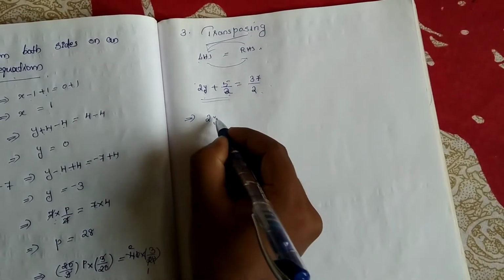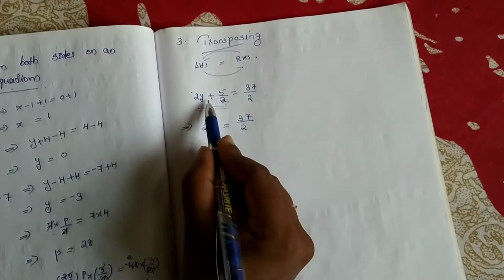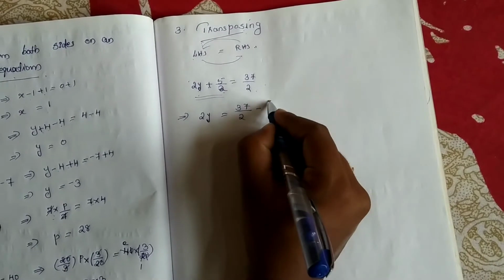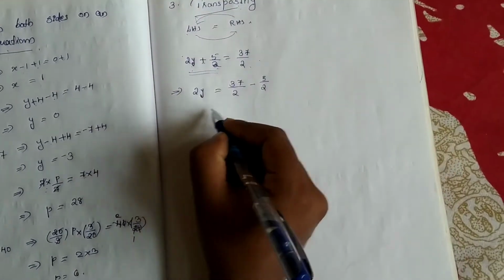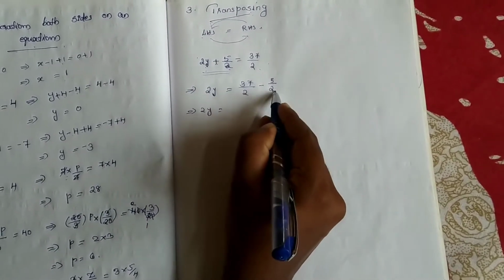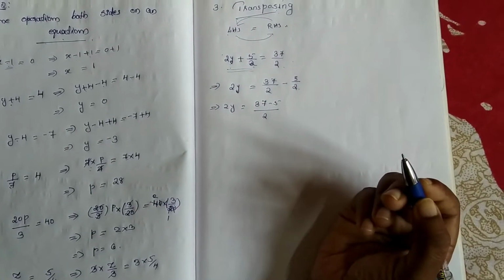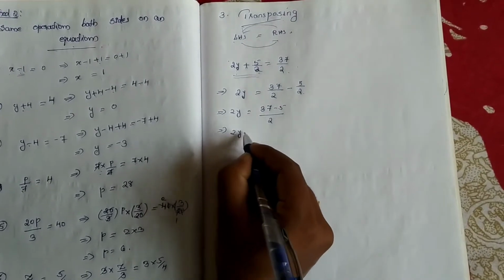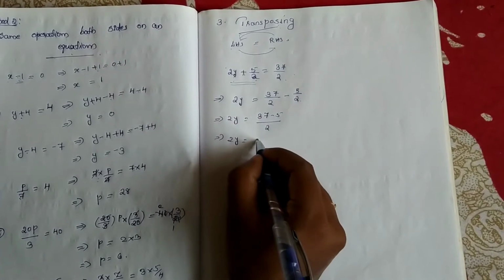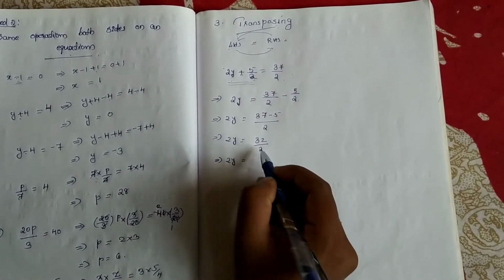So 2y is there, and 37 by 2 is already here. Here it is addition, so when it moves to the RHS it becomes subtraction, 5 by 2. This implies 2y is equal to, both the denominators are the same, so 37 minus 5 by 2. That is 2y is equal to 37 minus 5, that is 32 by 2. That is 2y is equal to 32 by 2.